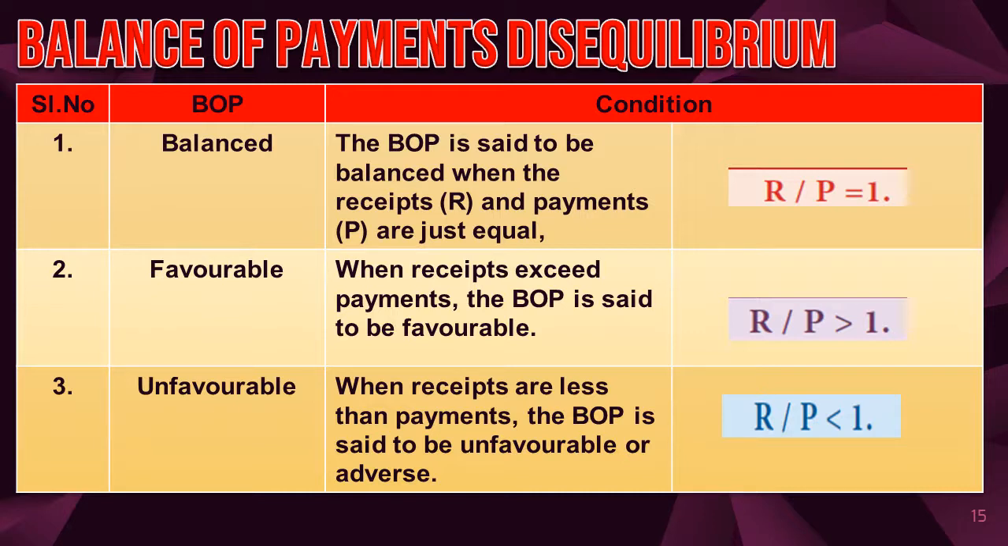When is it favorable? When receipt exceeds payment, that is, when the income is more than the expenditure, then the BOP is said to be favorable. Receipt should be more. Unfavorable, when receipts are less than the payment, when the income is less than the expenditure, that is, when the R is less than the payment, then it is said to be unfavorable or adverse balance of payment.